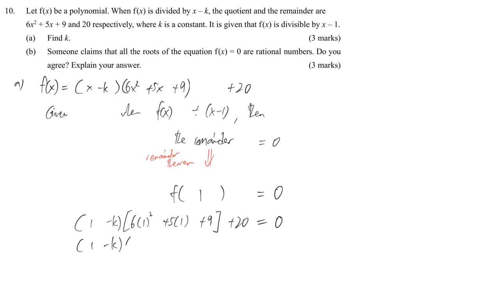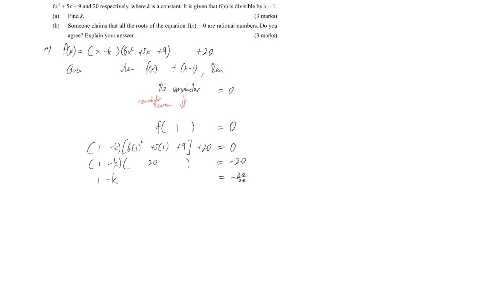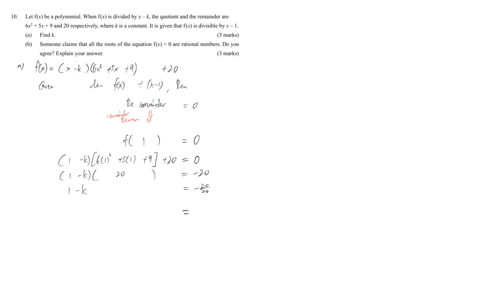1 minus k, and then this bracket 6 plus 5 plus 9, we get 20, is equal to negative 20. I want k, I don't want 20, so I divide both sides by 20. 1 minus k is equal to negative 20 divided by 20. It's negative 1, so negative k itself is negative 1 minus 1. And finally, k alone is equal to 2. It is positive 2. We already finished part A.